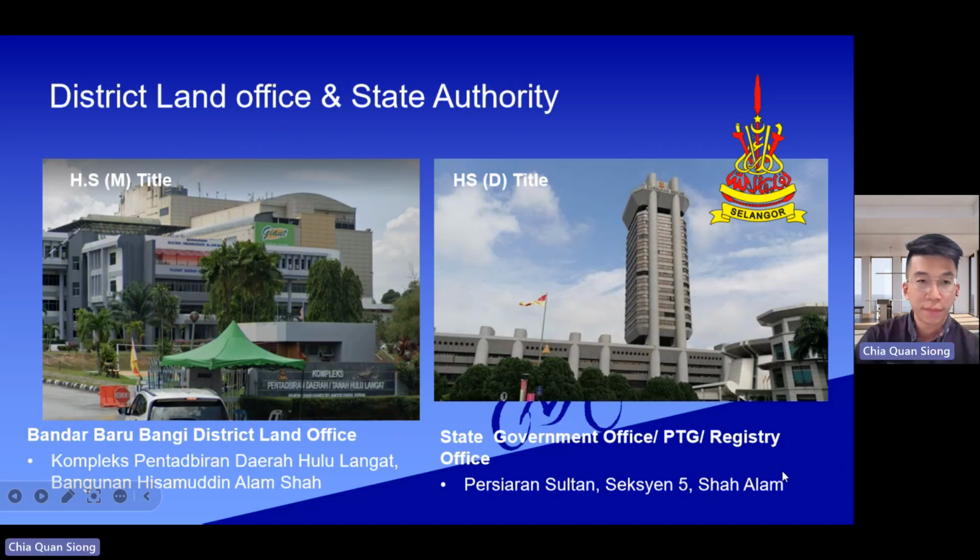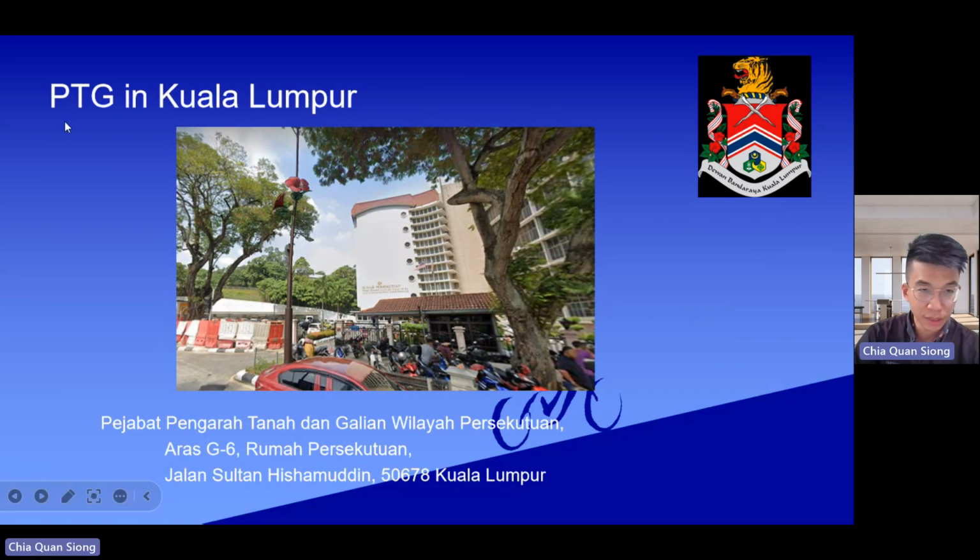In this slide I will talk about the district land office and also the state authority office. The place that issues the HSM title is located in Bandar Baru Bangi, one of the land offices. The other one is the HSD title, located in Persiaran Sultan, Section 5, Shah Alam, so-called the state government office, PTG or registry office. The next slide is the PTG in Kuala Lumpur, along Jalan Sultan Hishamuddin.